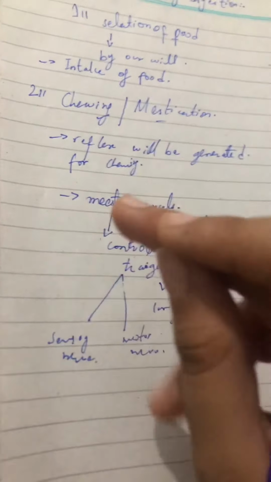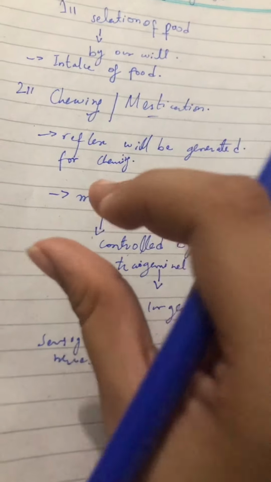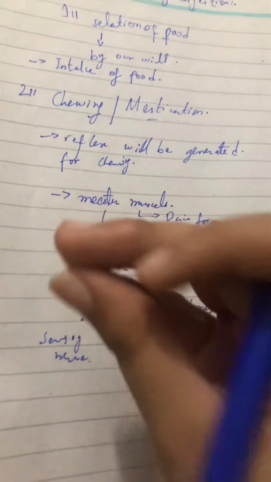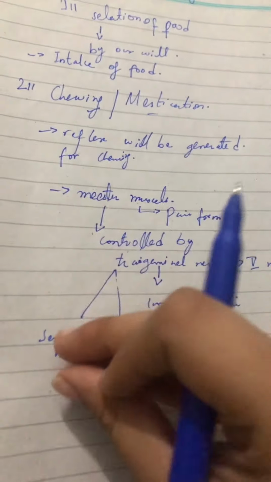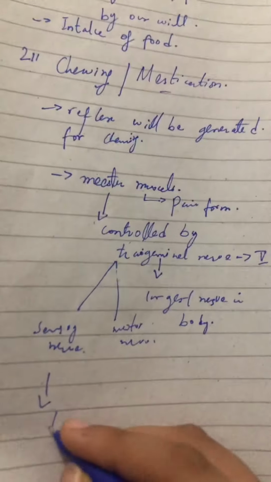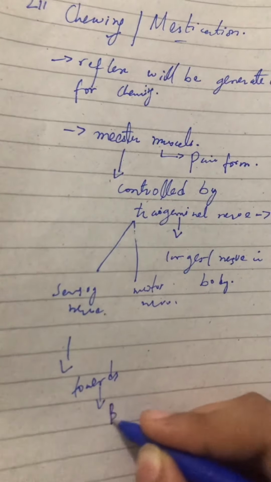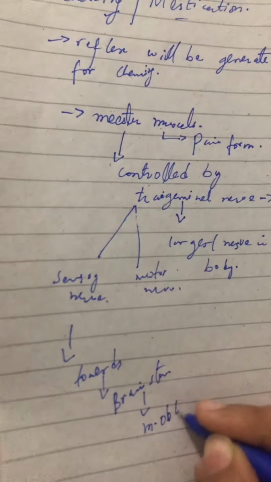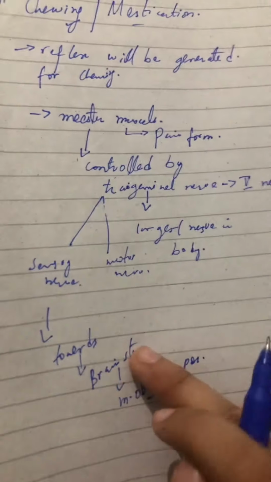How will chewing occur? A reflex will be generated. First of all, the message that the food will be chewed is converted into an impulse, and that impulse is generated towards the brain stem, which is made up of the medulla oblongata plus pons.